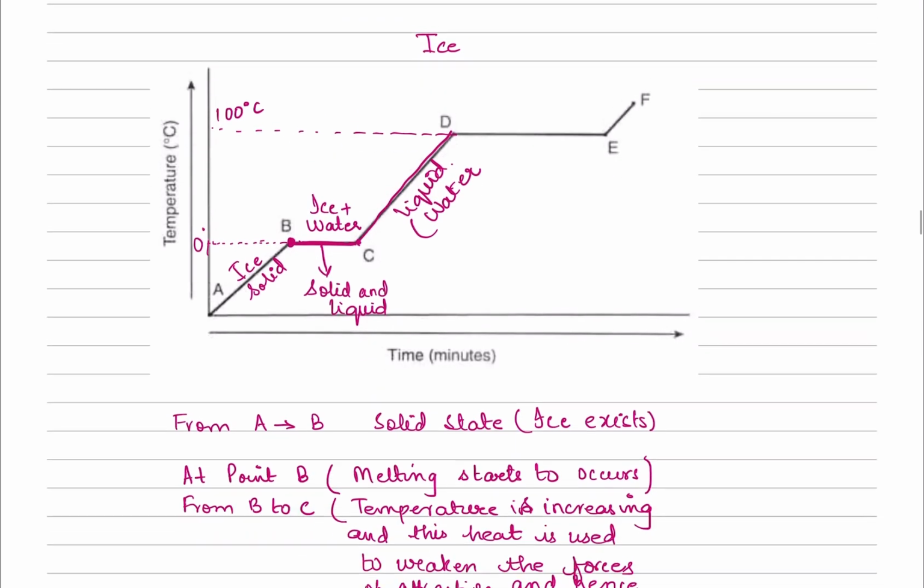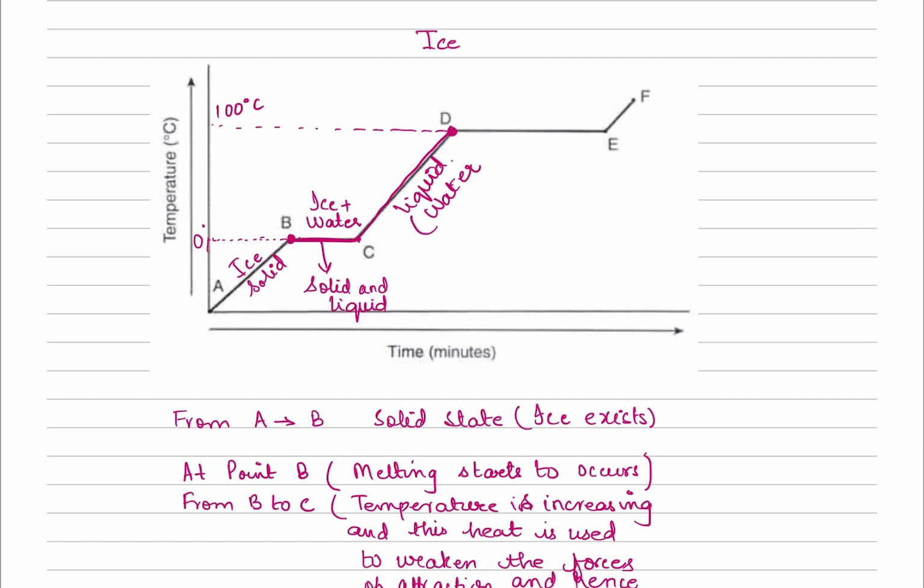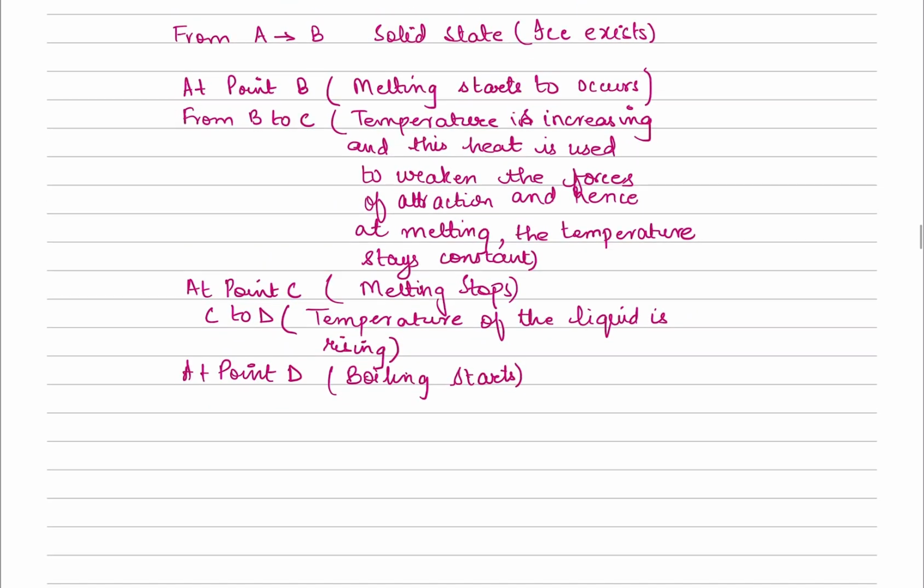From point D to E, since boiling has started at point D, here you have liquid plus gas both. So you have water and steam both at this point. But at point E, boiling stops. So you would say point D to E, water and steam will coexist.